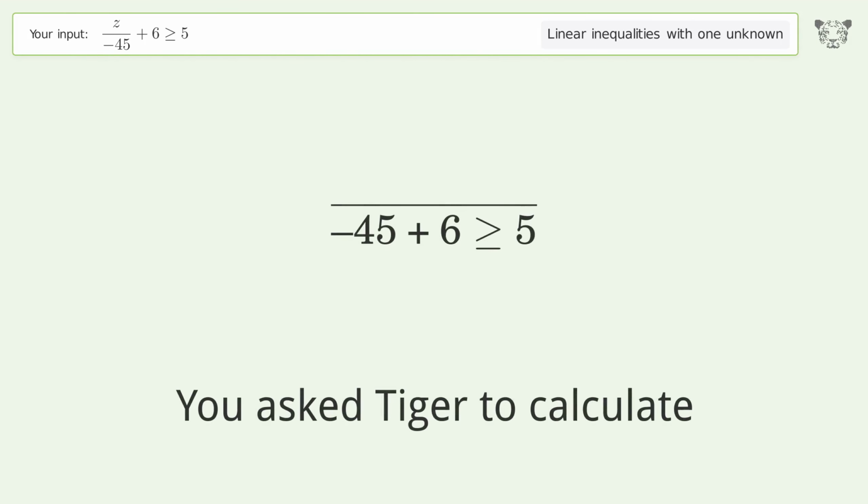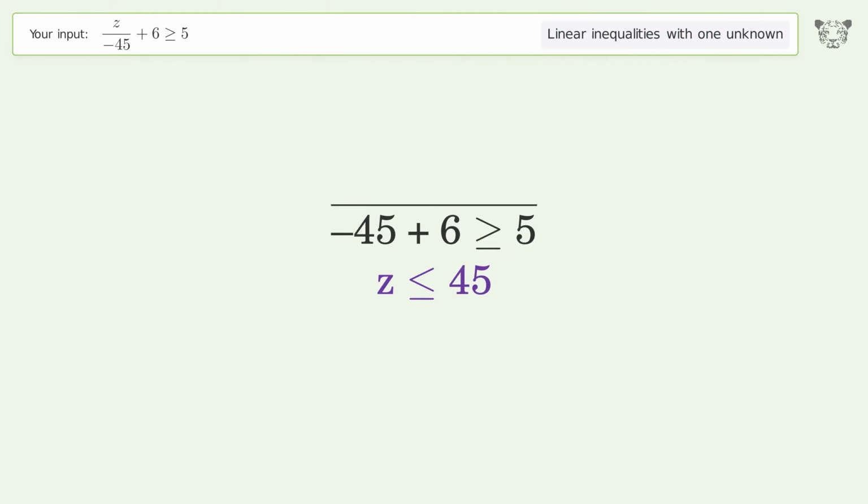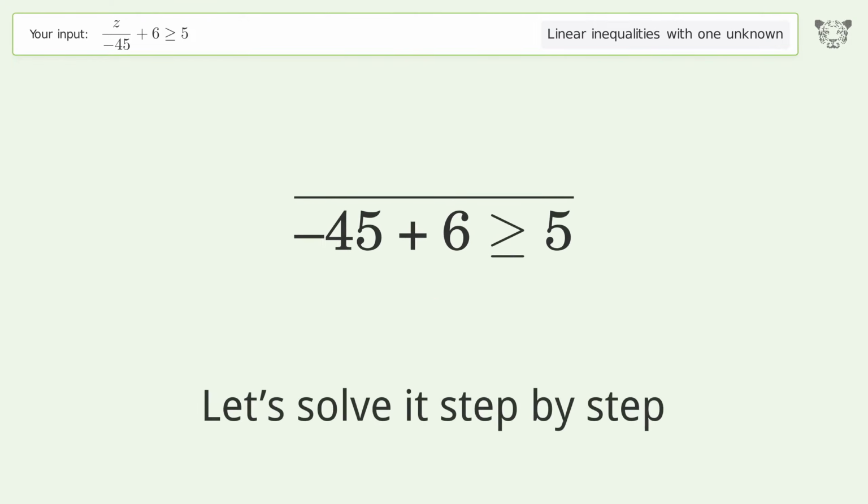You ask Tiger to calculate. This deals with linear inequalities with one unknown. The final result is z equal or smaller than 45. Let's solve it step by step.